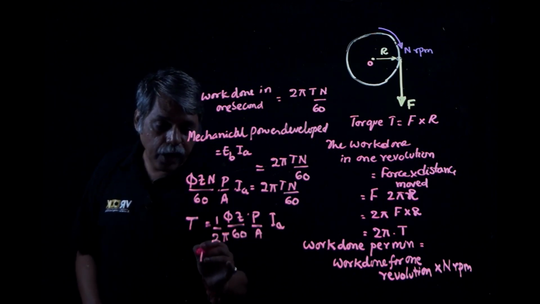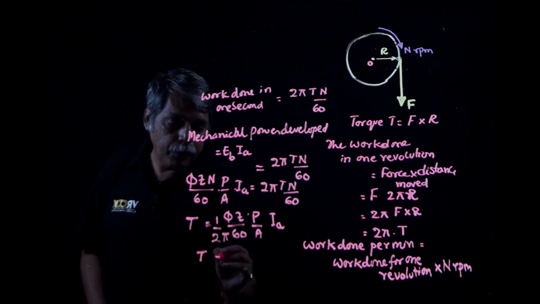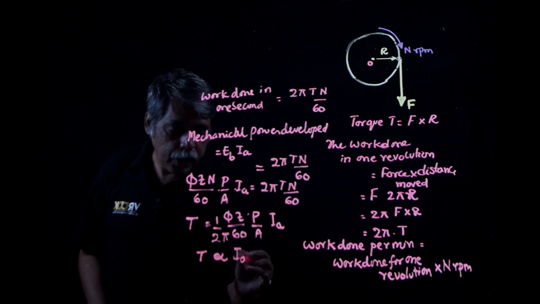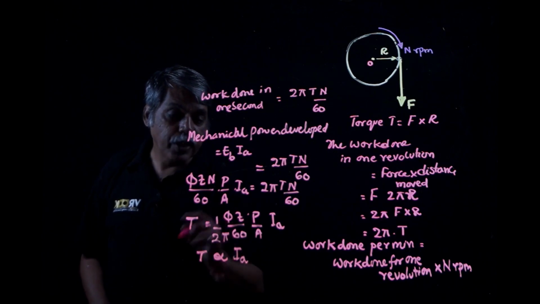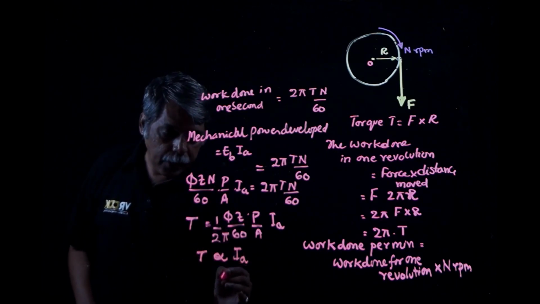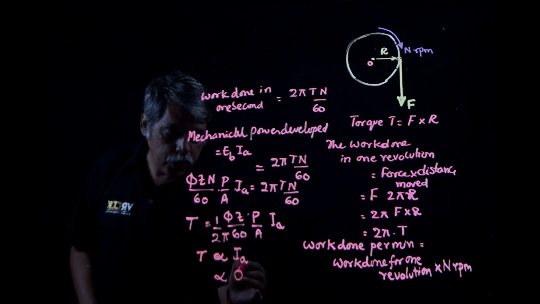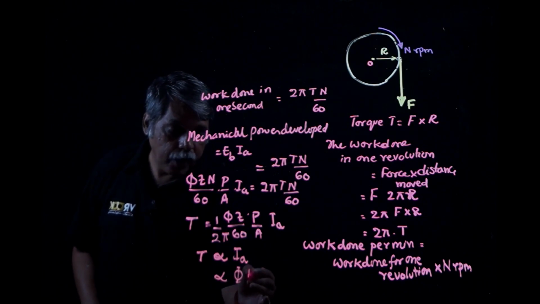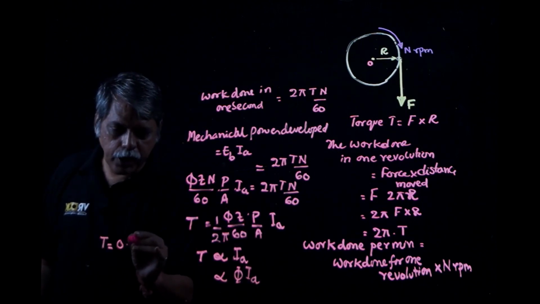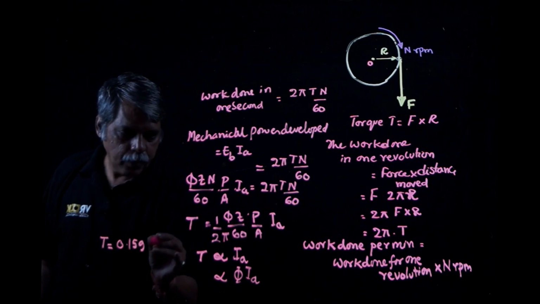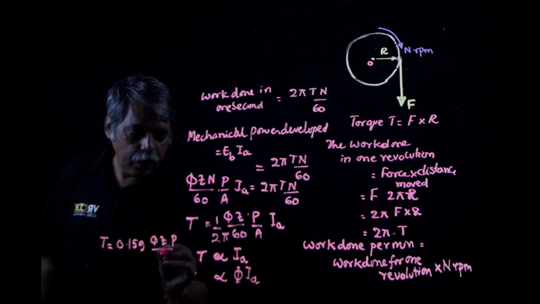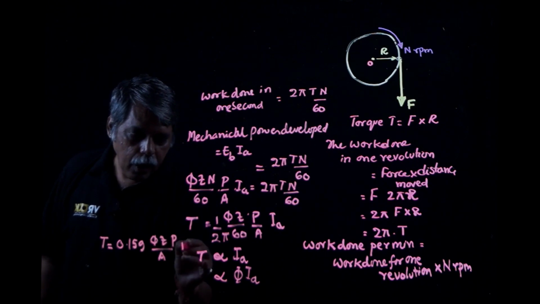Therefore, we can write that the armature torque developed T will be proportional to the armature current provided the flux remains constant. If the flux is also variable, then I can write that T will be proportional to the product of phi Ia. T is equal to 0.159 phi Z P upon A Ia.